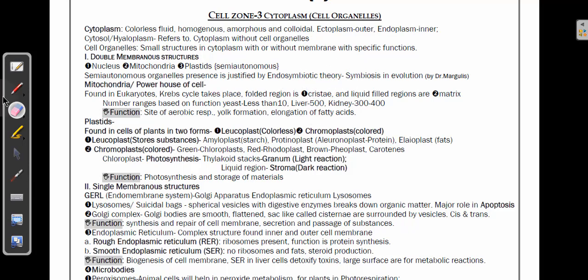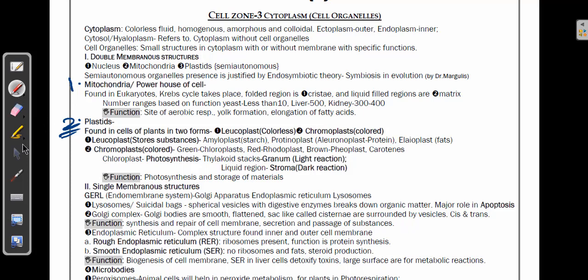Depending on the action, depending on the purpose, they will be producing a lot of energy. In kidneys you can also find a larger number of them. But in yeast, one of the fungal types, there are fewer than 10, so that means it won't produce much energy. Looking at the functions, it helps in aerobic respiration, yolk formation, and elongation of fatty acids of the cell. Let us look at a second important part, the plastids.